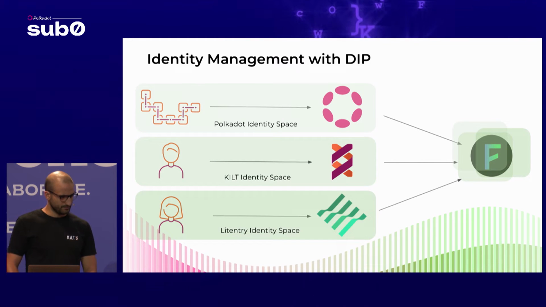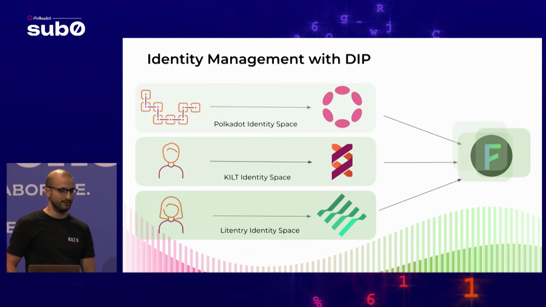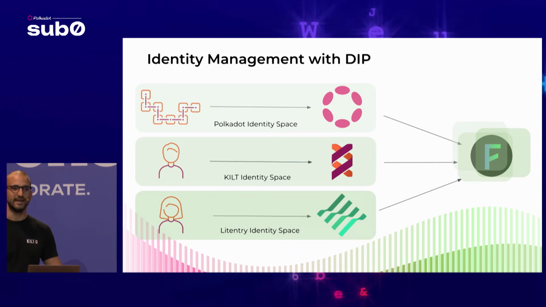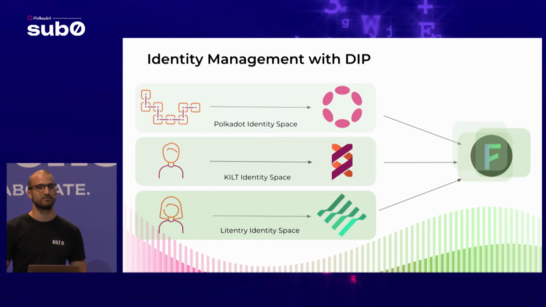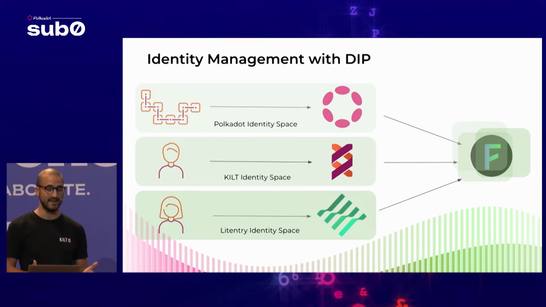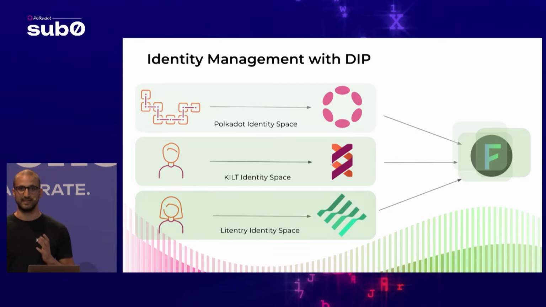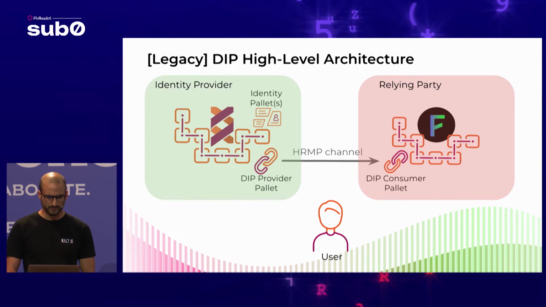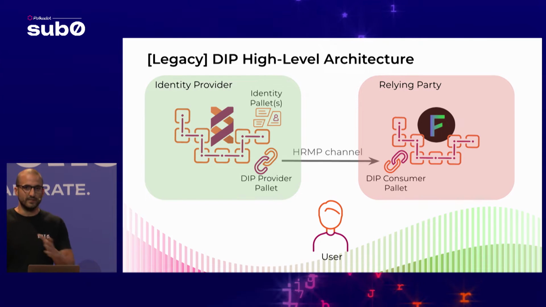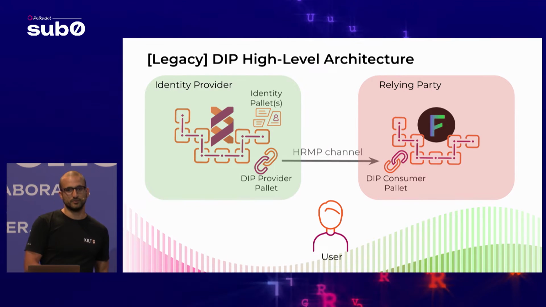Yeah, so for instance, a Frequency chain can have Polkadot identities, if Polkadot becomes an identity provider. They can have KILT identities, they can have Litentry identities, inside the same parachain runtime. So this is where the presentation diverges from what was presented before.